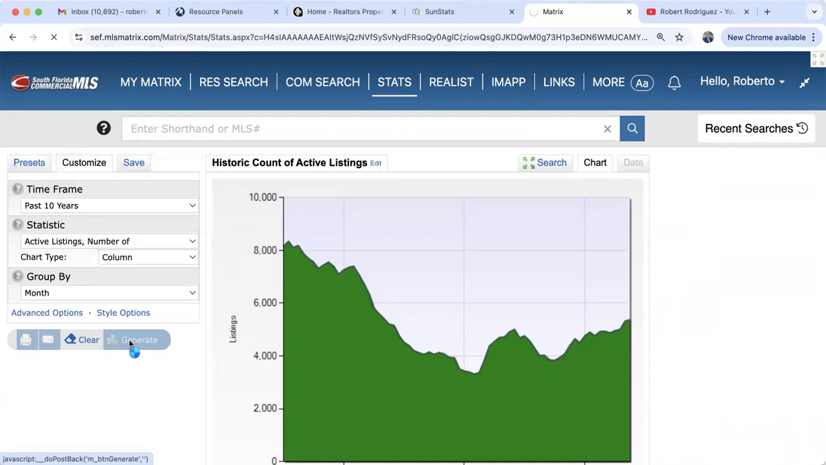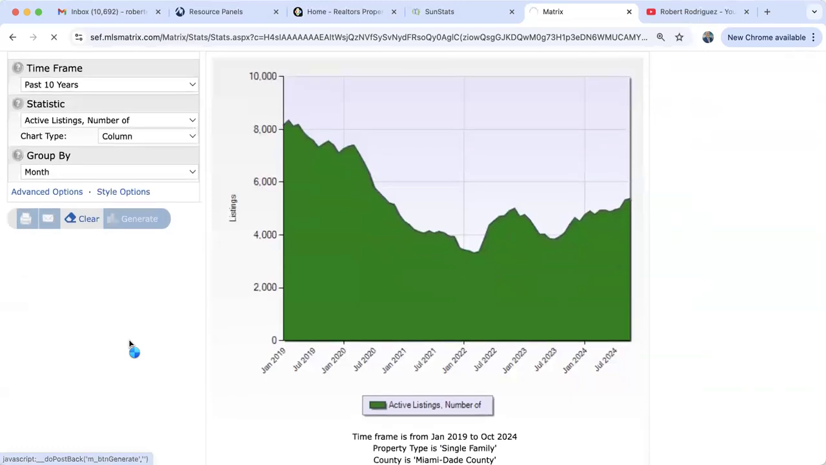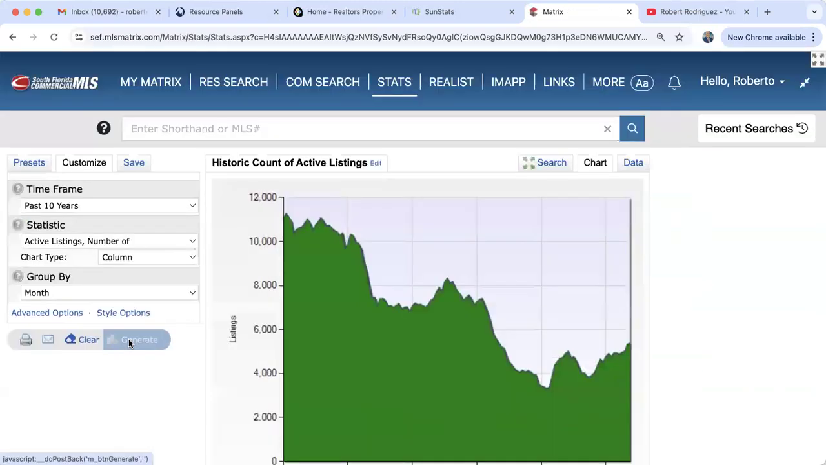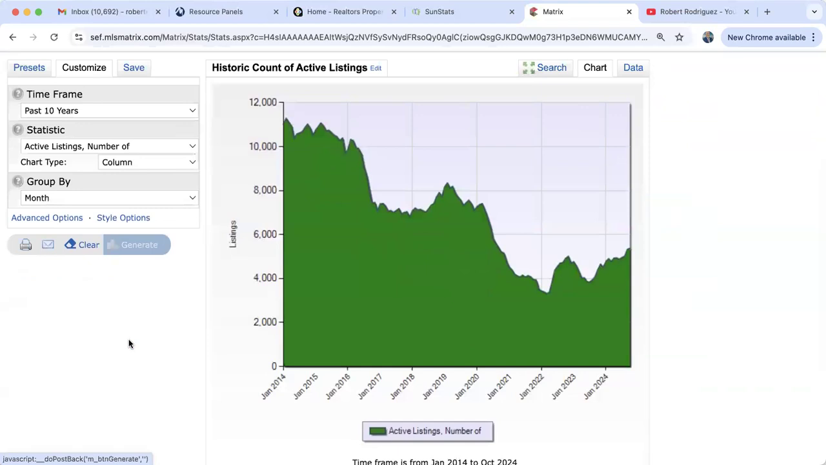All right, it's very simple, guys. So it's taking a while. There it is. All right, so going back to 2014, at the very height of the inventory, we had just over 11,000 single family homes available in Miami-Dade County.